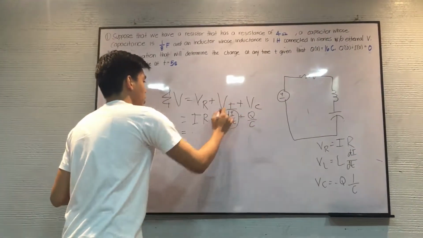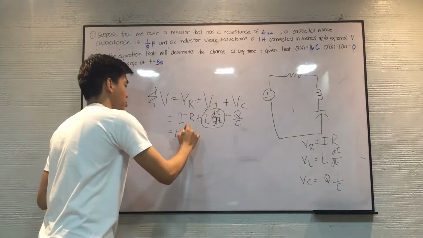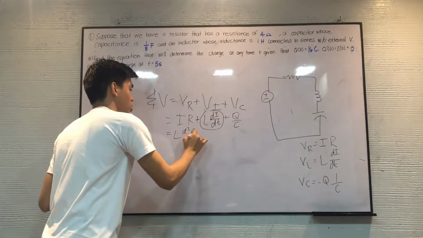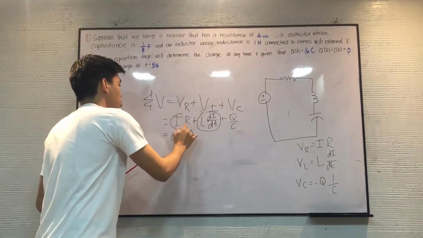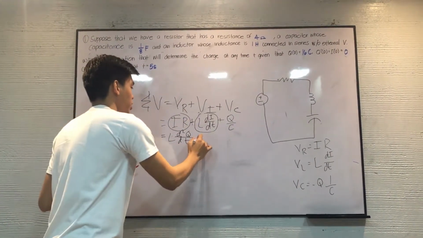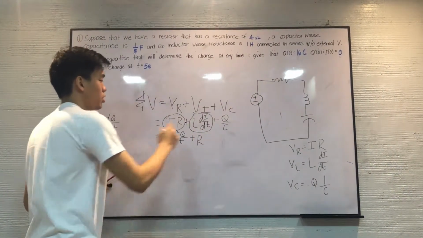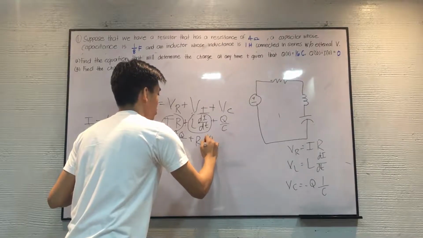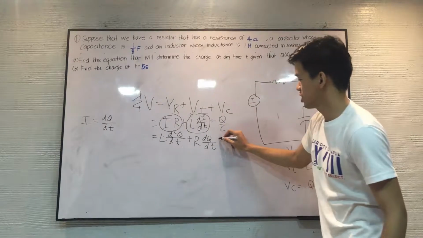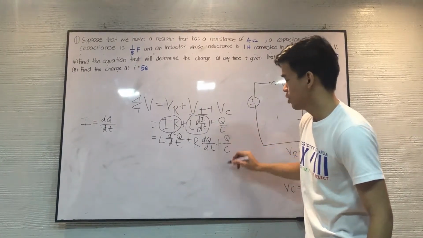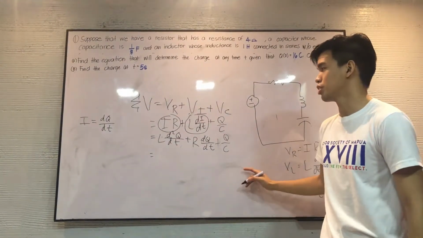Here, we could state the voltage of the inductor as the product of its inductance times the second derivative of the charge over time. The voltage within the resistor, we could state this as its resistance times the first derivative of its charge over time. And this one stays as it is. As you can see, we now have a second order differential equation.